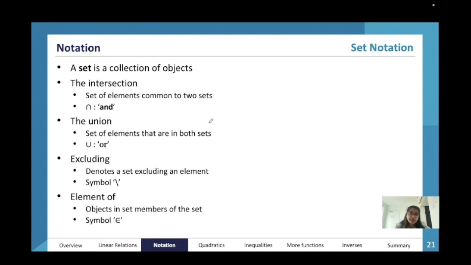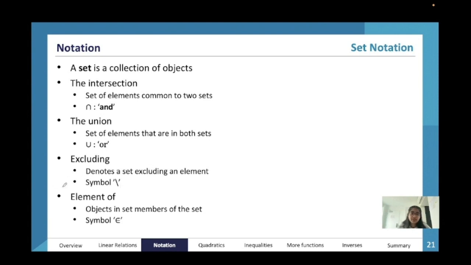If I ask about union, I'm basically saying "or". So how many people play basketball or soccer? You can choose this or you can choose the other. It can be either of them. Excluding: here we're saying how many people play basketball but not soccer. Here we're excluding people who play soccer.